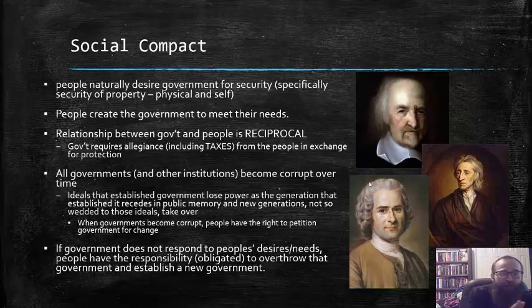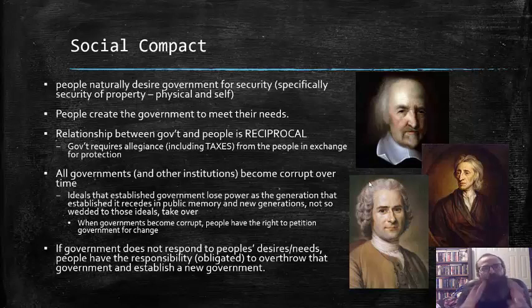Now, if governments do not respond to people's desires or needs, people have the responsibility, and some even say are obligated, to overthrow that government and establish a new government that will be responsive to those desires or needs.